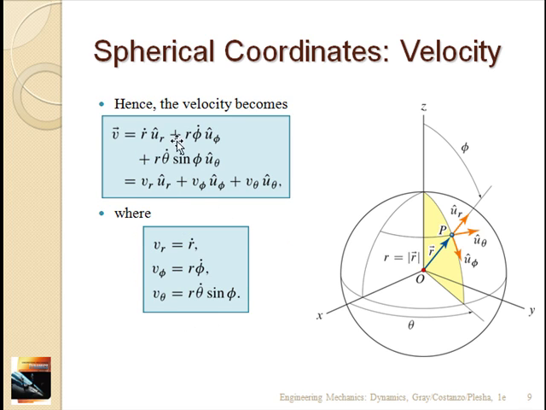So the velocity can be written like this: a radial component times a radial unit vector, v phi in the unit phi direction, and v theta in the unit theta direction. Okay, and the radial component is just r dot. The phi component is r phi dot. The theta component is r theta dot sine of theta, or excuse me, sine of phi.